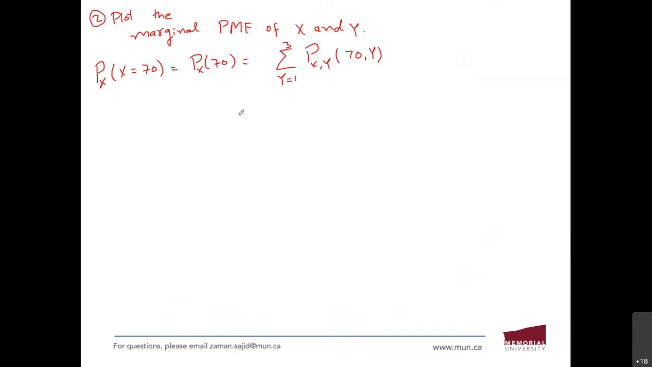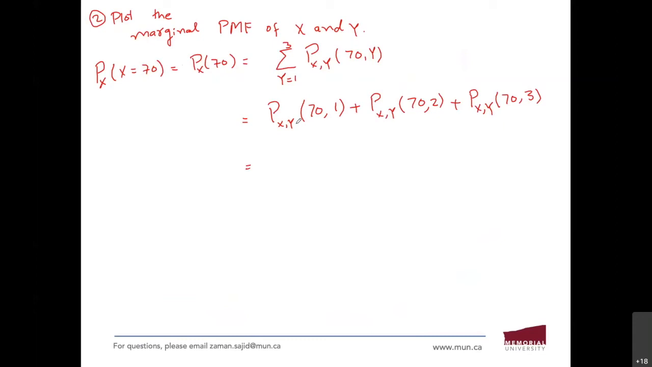If I open this one, I will get the joint probability of x and y when x is 70 and y is 1, plus the joint probability at x is equal to 70 and y is 2, plus the joint probability when x is 70 and your y is 3. Now these values, we will go back to our table and write them down from that.